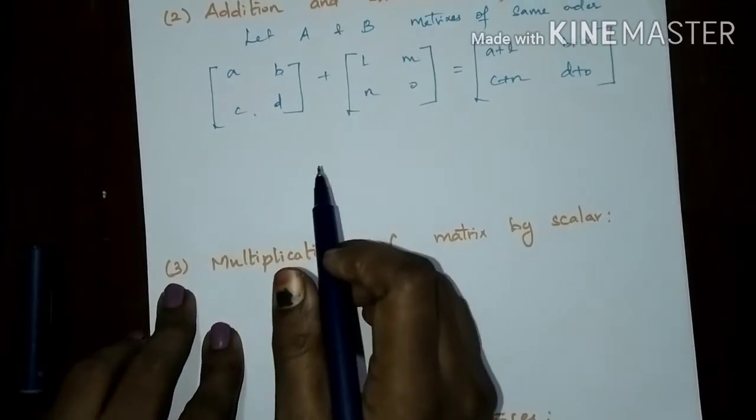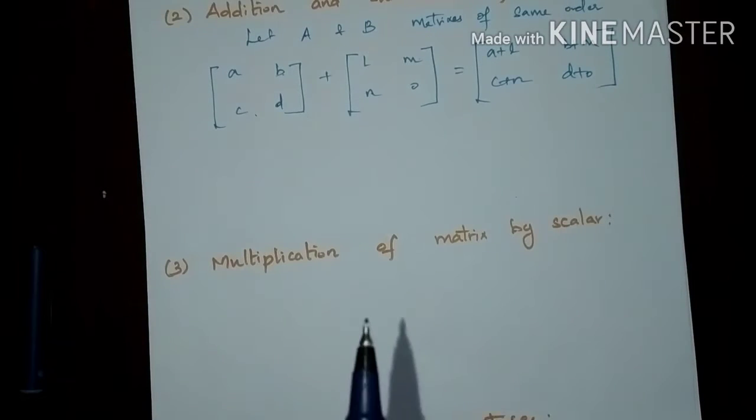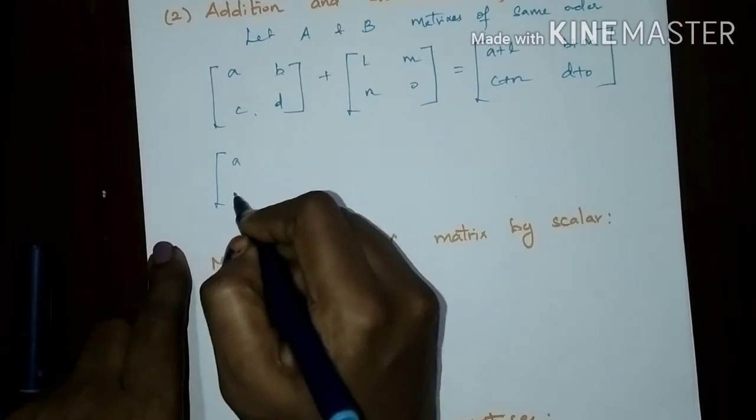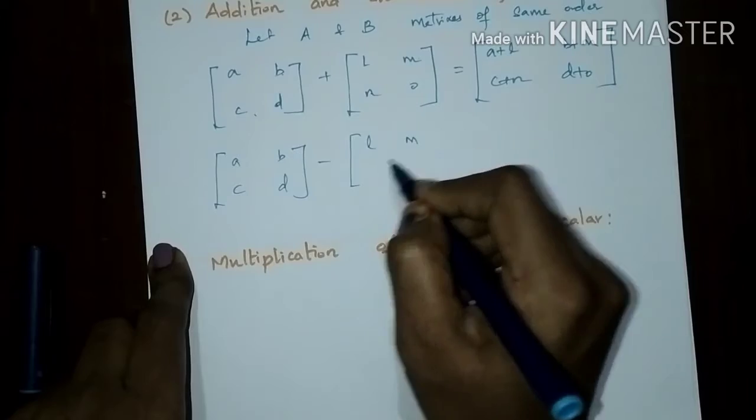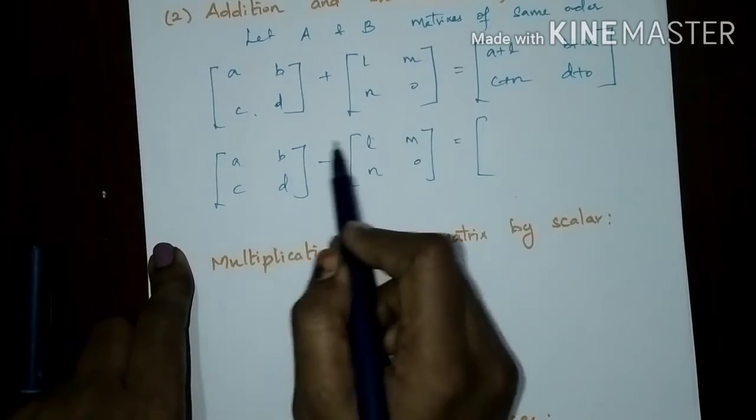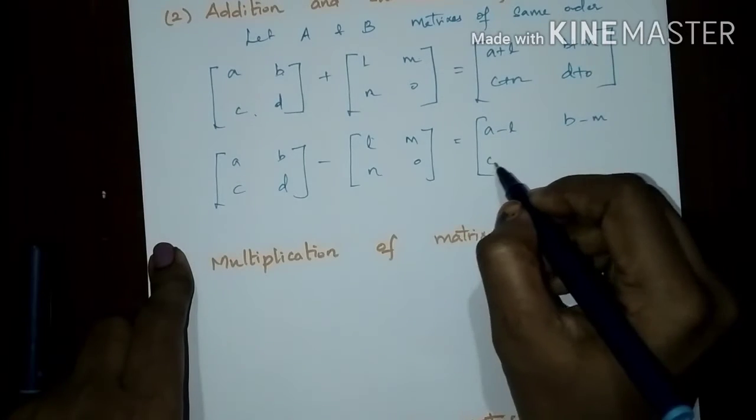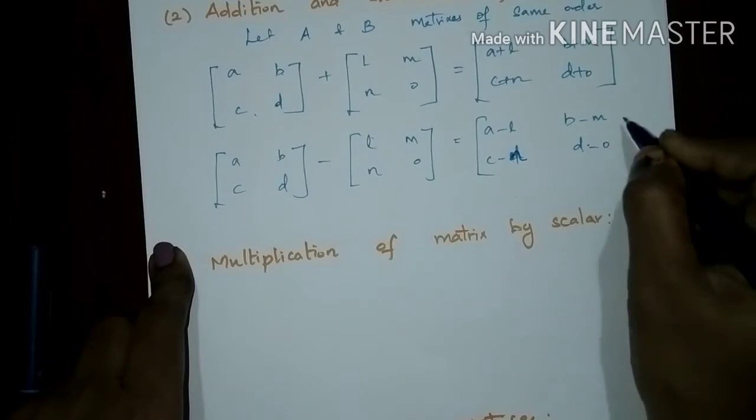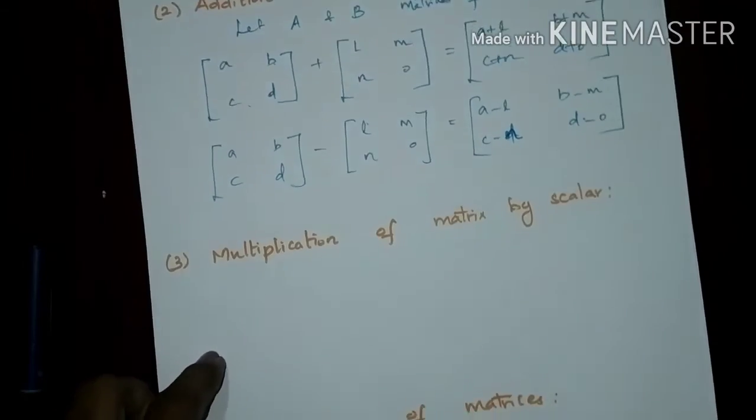For subtraction also same condition. The subtraction of matrices is done only when both the matrices are in equal order. Similar example we can take. Subtraction is done with respect to elements. So a minus l, b minus m, c minus n and d minus o. These are the addition and subtraction of matrices.